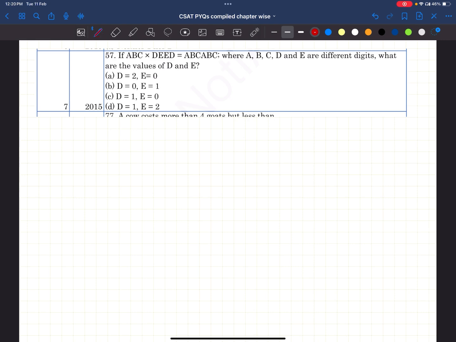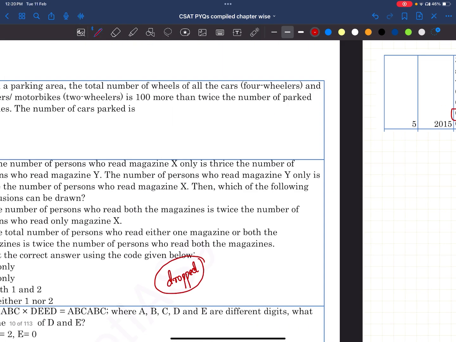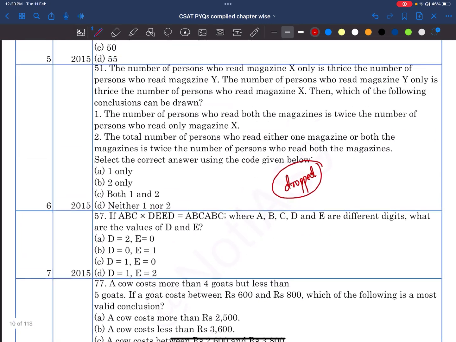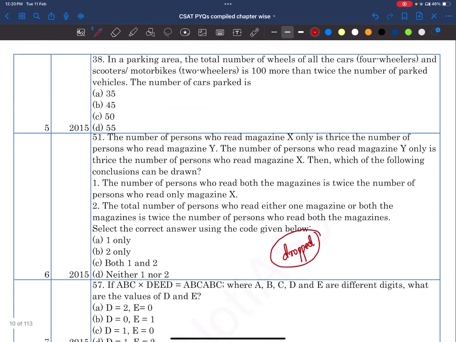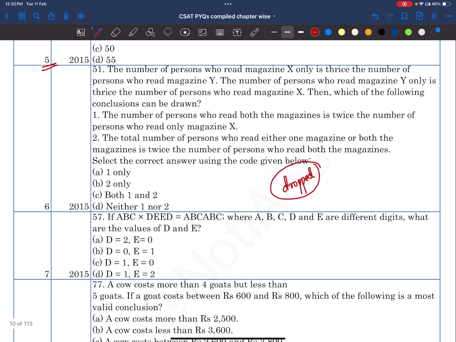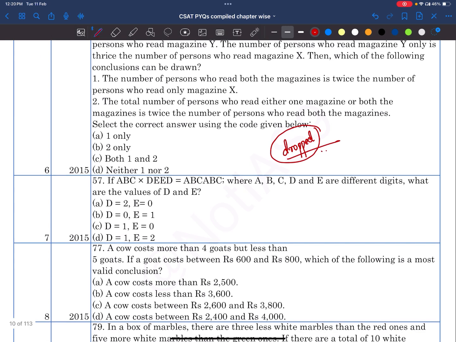Today we'll be solving questions 5 to 6. Let us see the rest of the questions. Now we have done up to 5 questions yesterday. Now we are starting with the 6th question. This question is dropped by UPSC, so we are going to the 7th question.